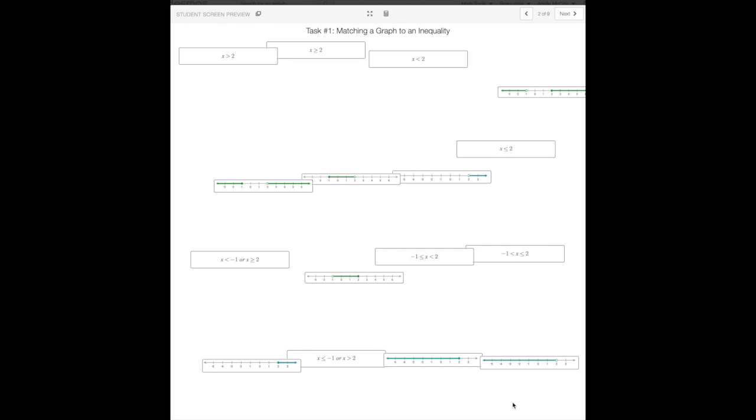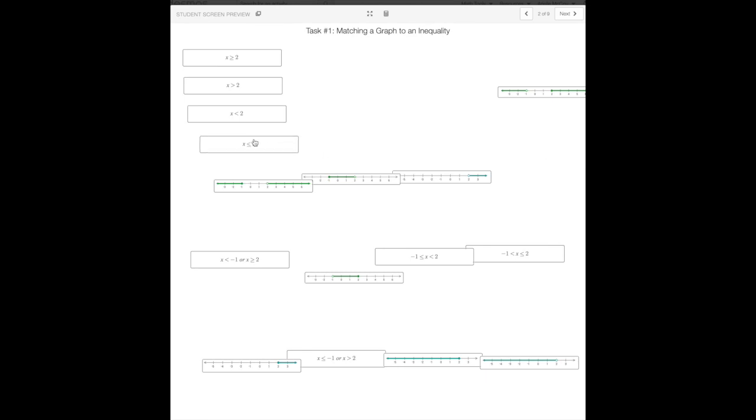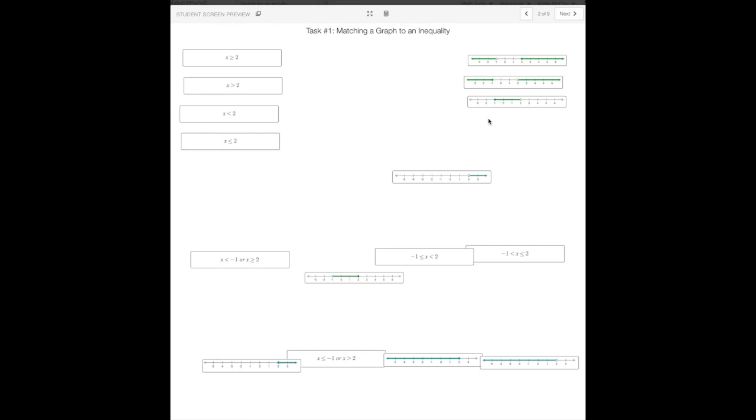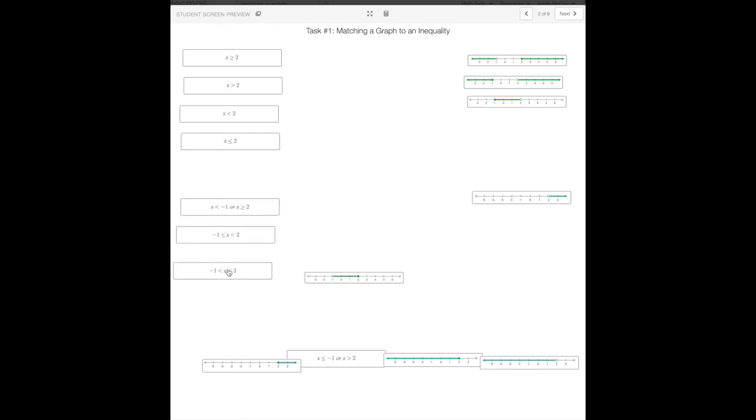Task 1, matching a graph to an inequality. Here you have a card sort, and the first thing I'm going to do is move all of my inequalities to one side just to organize. These are all similar, so I'm going to put those together. I'm also going to move my graphs. Here I have two disconnected pieces. Here I know is also a compound inequality, so I'll move those together. Compound inequalities I will group together for the time being.